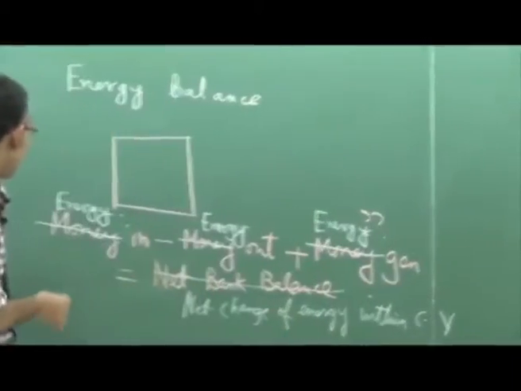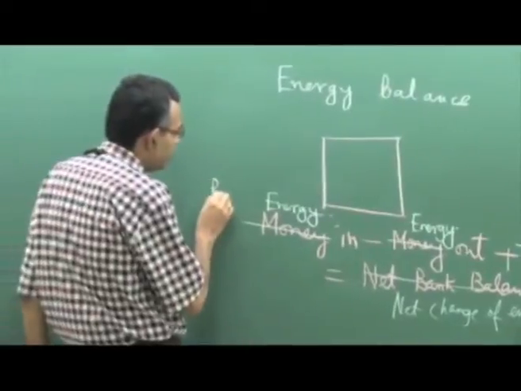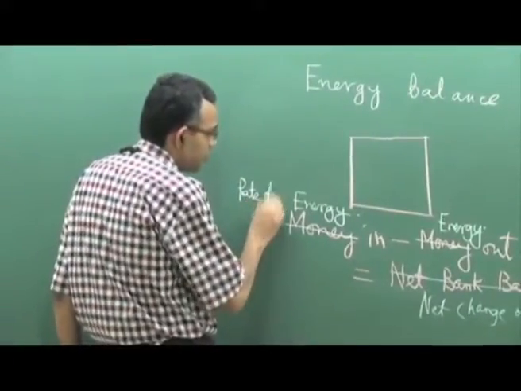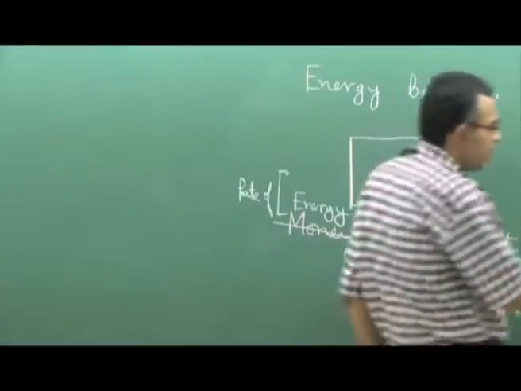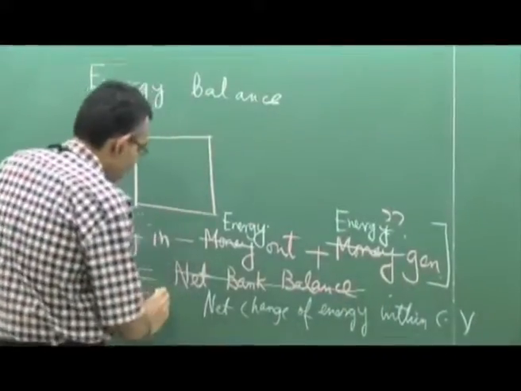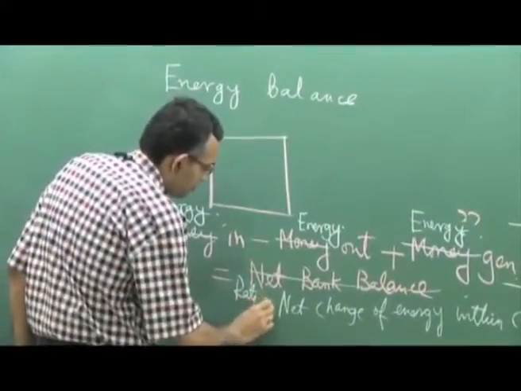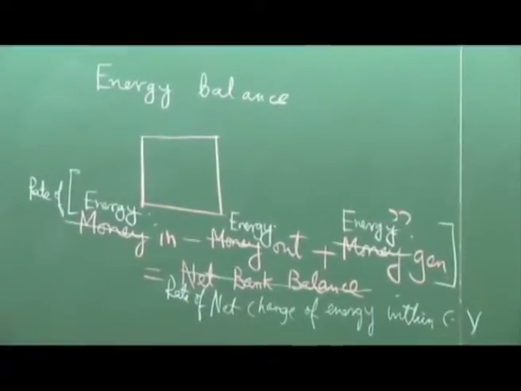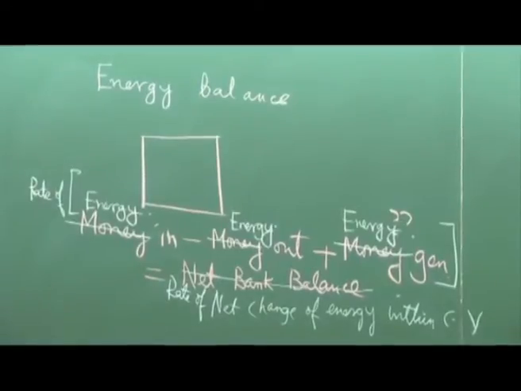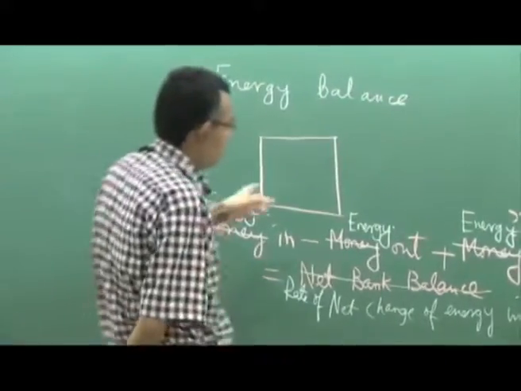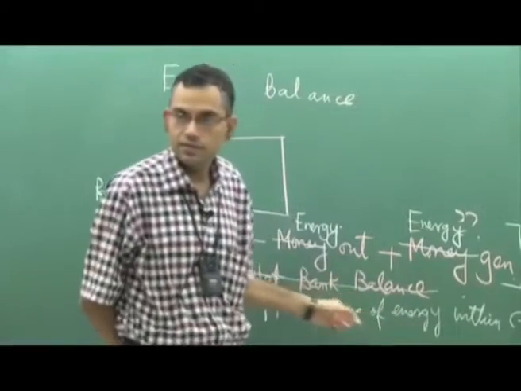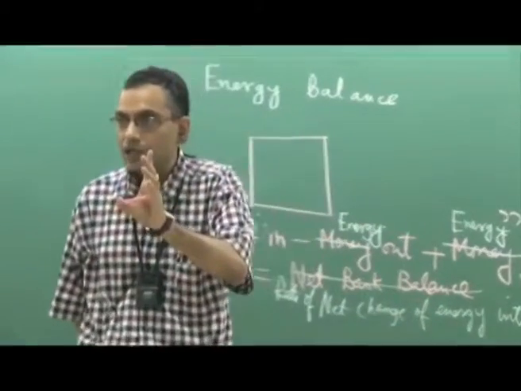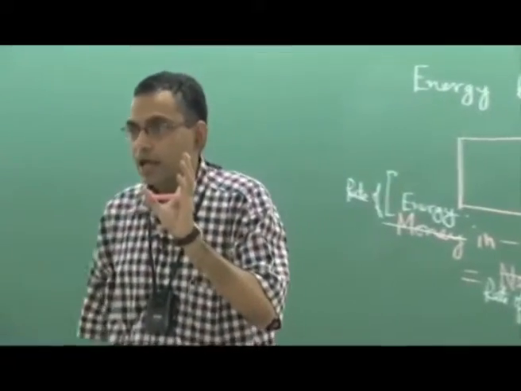it is often written in terms of rate of energy in minus rate of energy out plus rate of energy generated is equal to the rate of net change of energy within the control volume, right. This is a statement of basic energy balance, and believe me or not, if you have understood it correctly and if you know how to represent it mathematically, you know 50% of heat transfer.